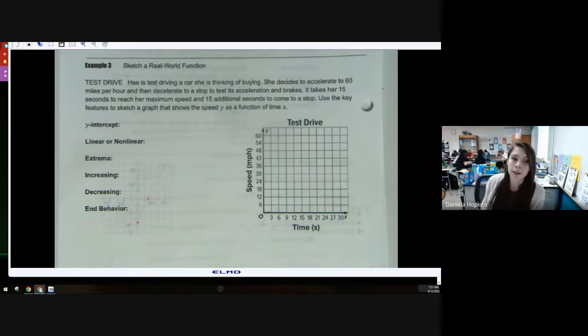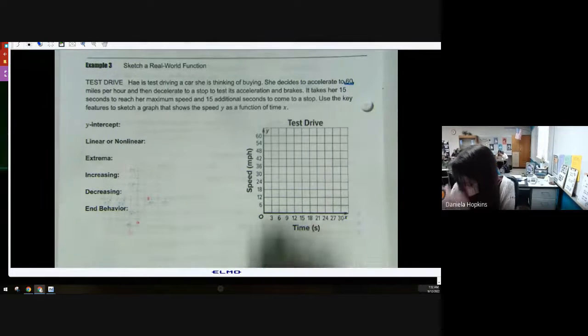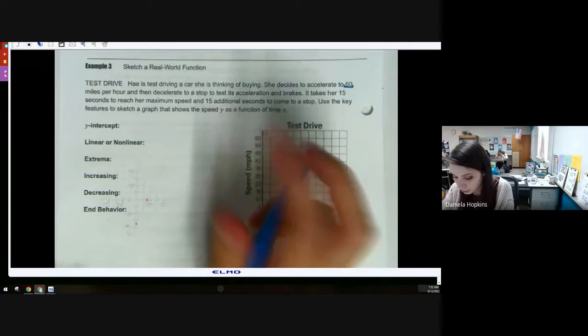It says, Hay is test driving a car she's thinking of buying. She decides to accelerate to 60 miles per hour and then decelerate to a stop to test its acceleration and brakes. It takes her 15 seconds to reach her maximum speed and 15 seconds to come to a stop. Use the key features to sketch a graph that shows the speed y as a function of time x. So her maximum speed here is 60 miles per hour, and it takes her 15 seconds to get to that maximum speed.